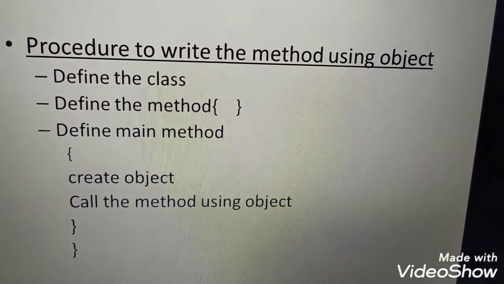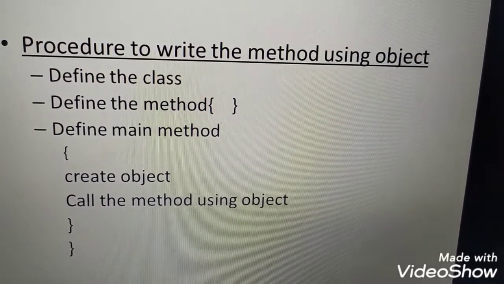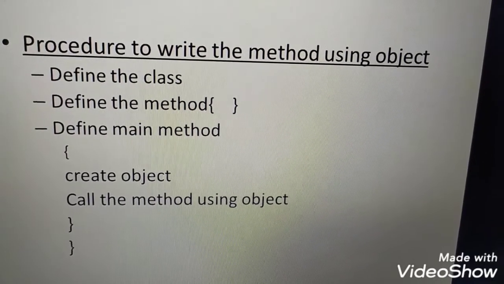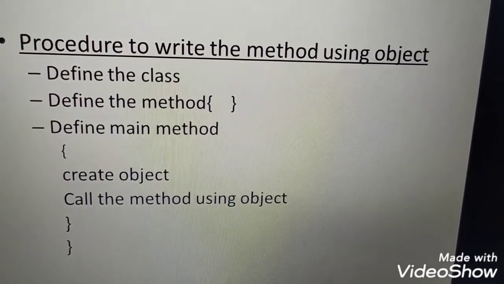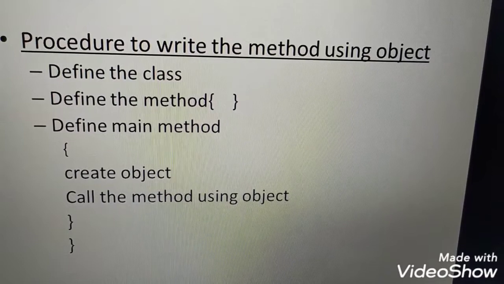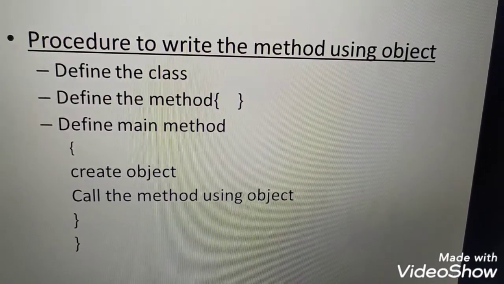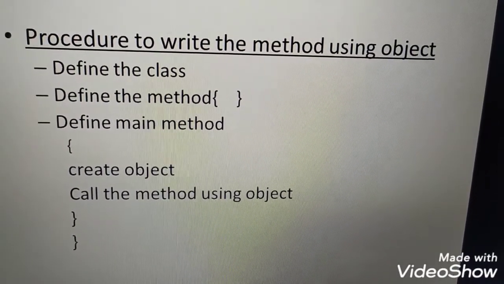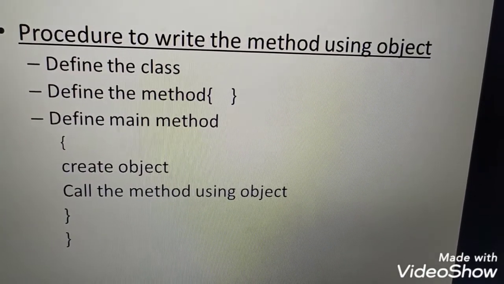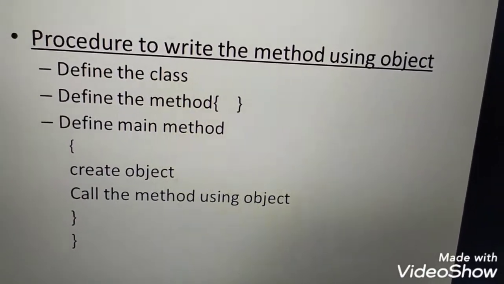First, you have to define the class. Second, define all the methods. Third, define the main method. Inside the main method, you have to create the object and call the method using the object. Okay. So I am explaining the example again.